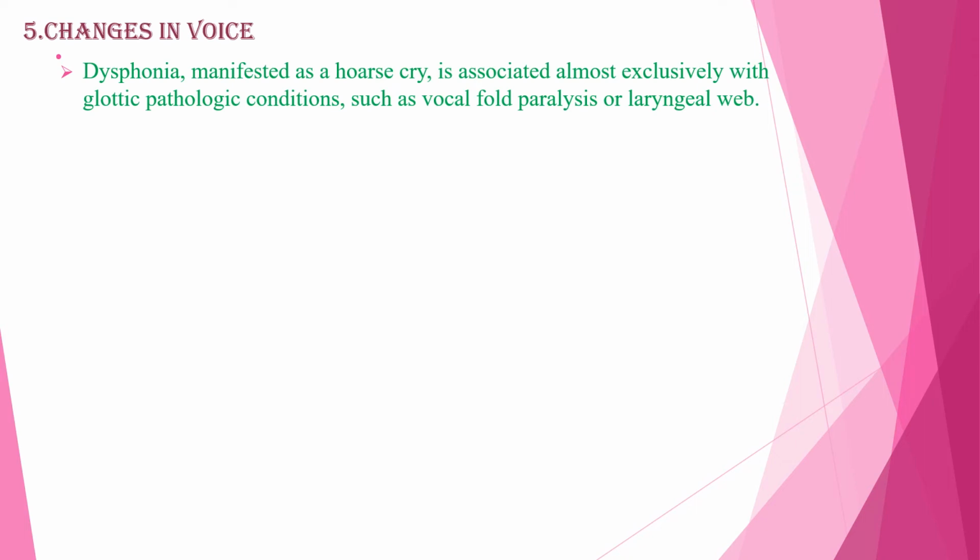The other is changes in voice. Dysphonia manifested as a hoarse cry is associated almost exclusively with glottic pathologic conditions such as vocal cord paralysis or laryngeal web. So if there is a change in voice or dysphonia or hoarse cry, we have to think of vocal fold paralysis or laryngeal web in a newborn with stridor since birth.